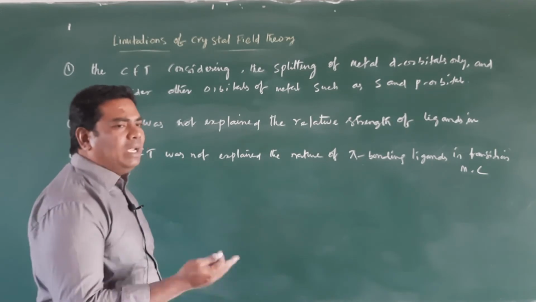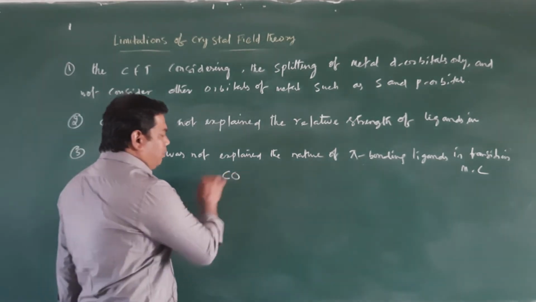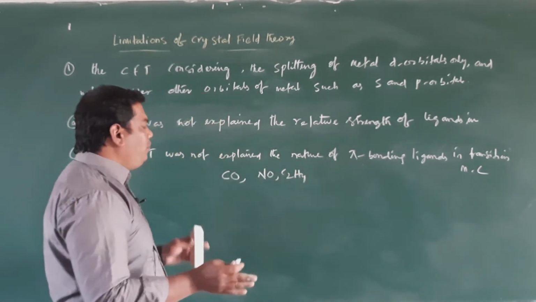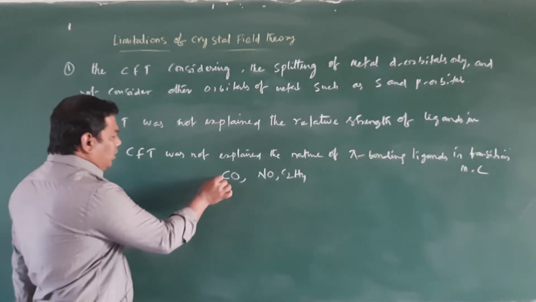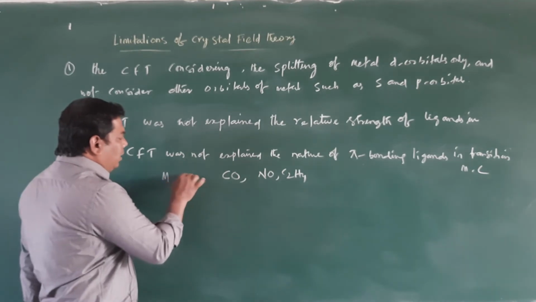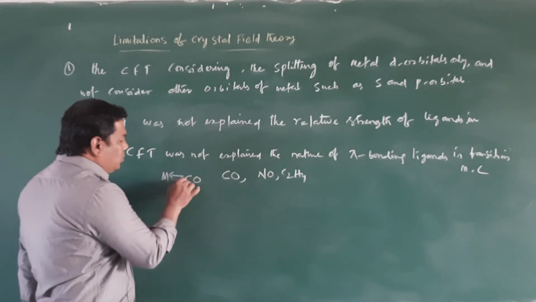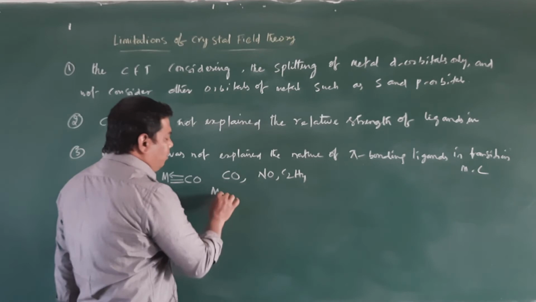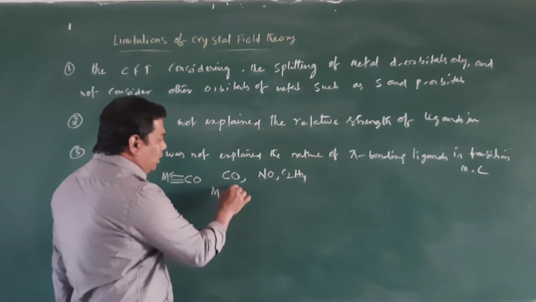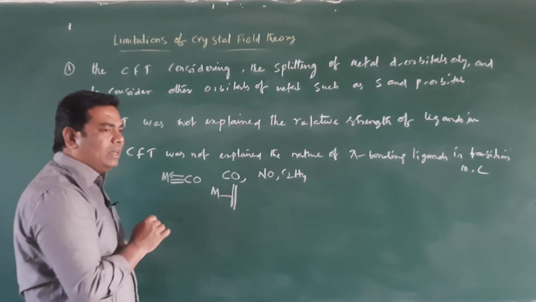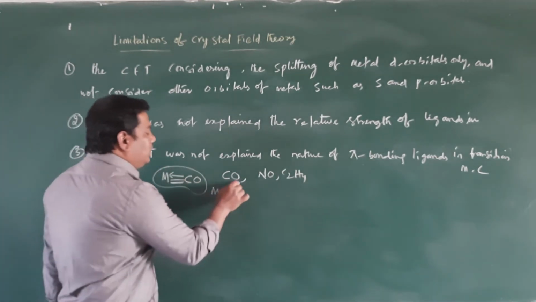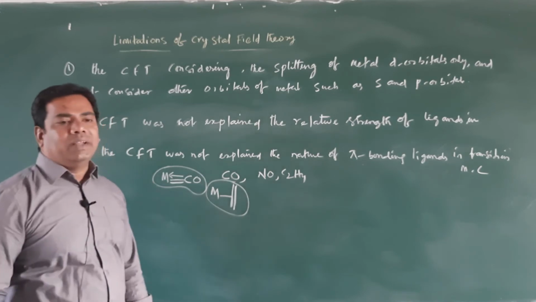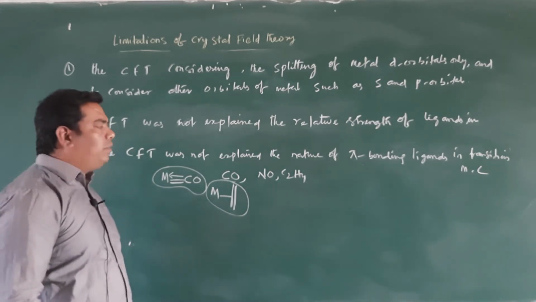For example, CO, NO and C2H4 are pi bond forming ligands. These types of ligands can form multiple bonds with the metal atom. If CO attaches to the metal atom, these types of bonds are established. Or if the metal atom is attached to an ethylene molecule, multiple bonds are there. But the pi bonding nature of these ligands could not be explained by crystal field theory. So this is another demerit of crystal field theory.